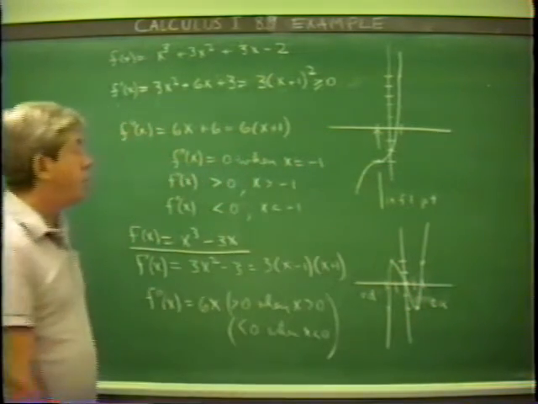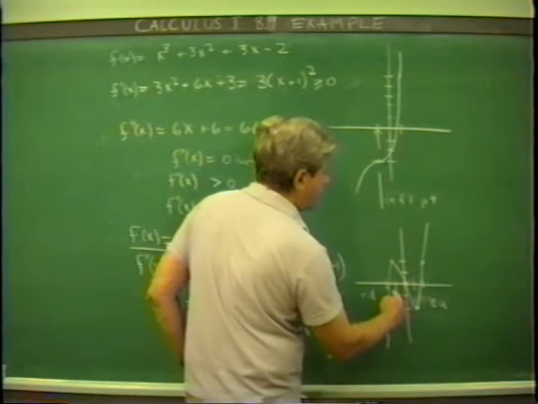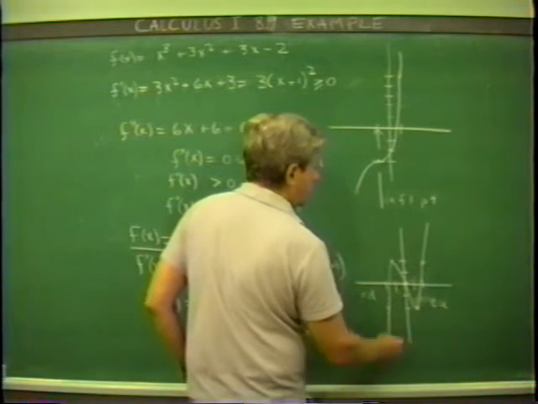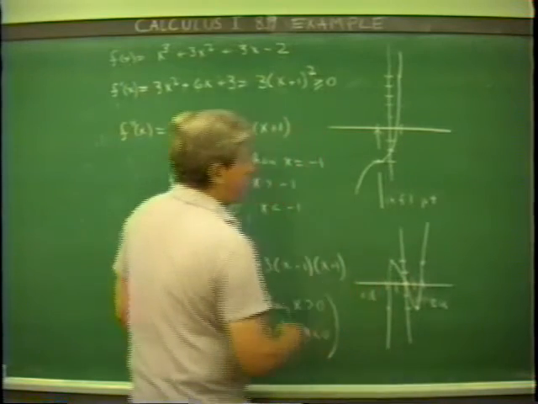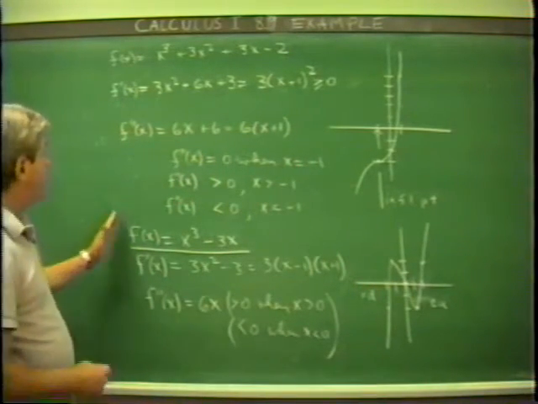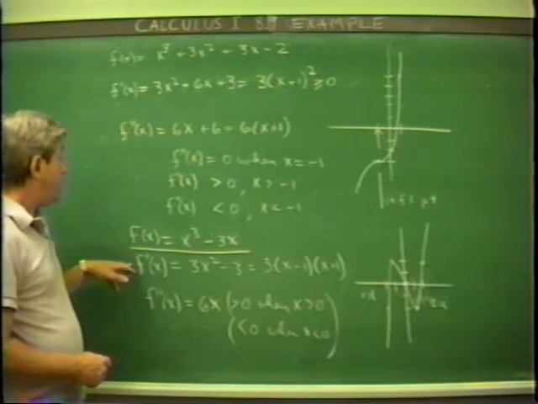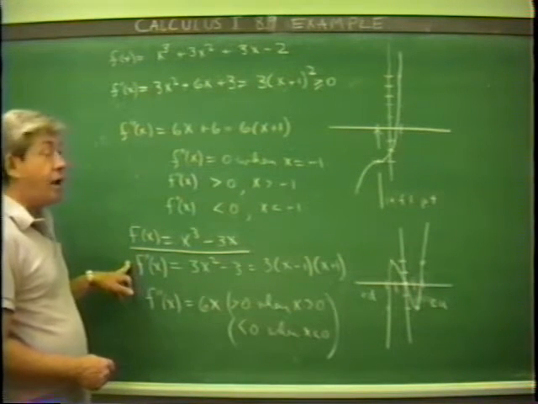The function is concave up over here. It's concave down over here. It's increasing, so it gets to minus 1, then it's decreasing, and then it's increasing. Concave up to the right of 0, concave down to the left of 0. Well, this is a relatively simple example. It illustrates what you need to do.